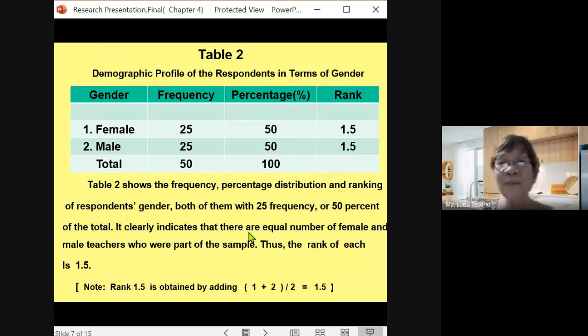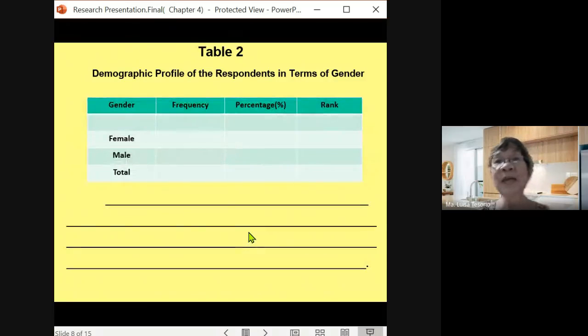How do we get 1.5? We add 1 plus 2 and divide it by 2. Okay? The next slide is again your exercise. Take this table as your activity.